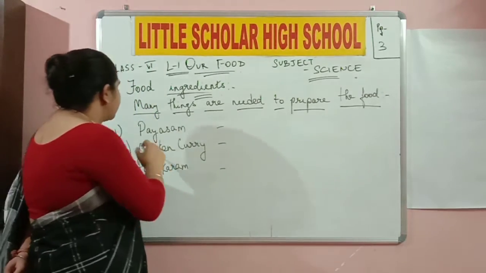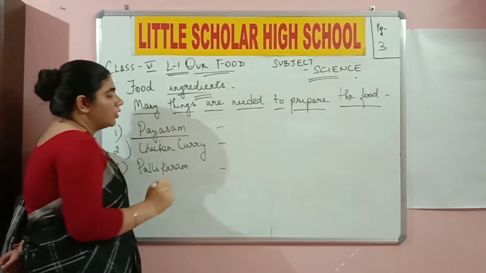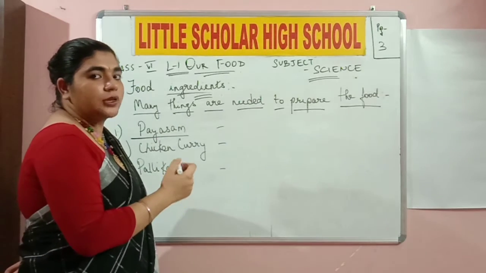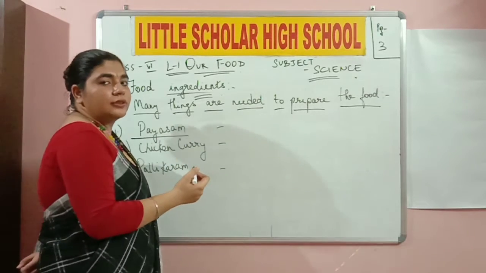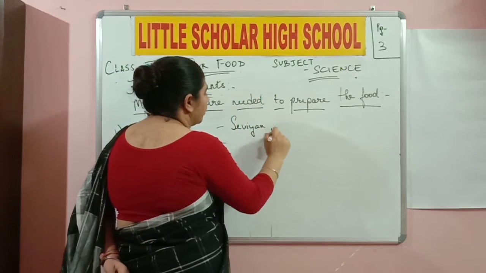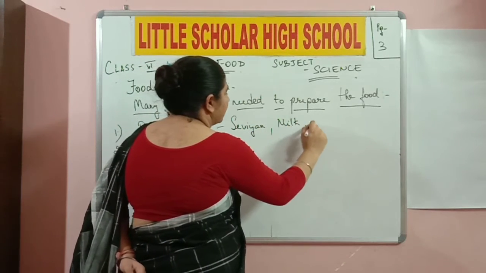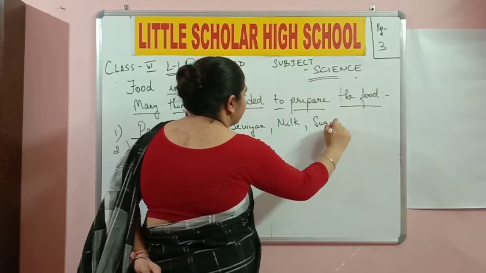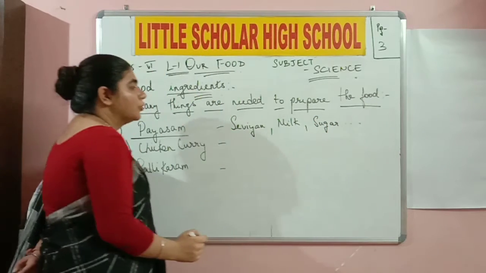So now the first one over here is payasam, or okay, it's like South Indian kheer. So what goes in this, like sevia? So you're going to use sevia over here, milk, sugar. Please add on if you know further.